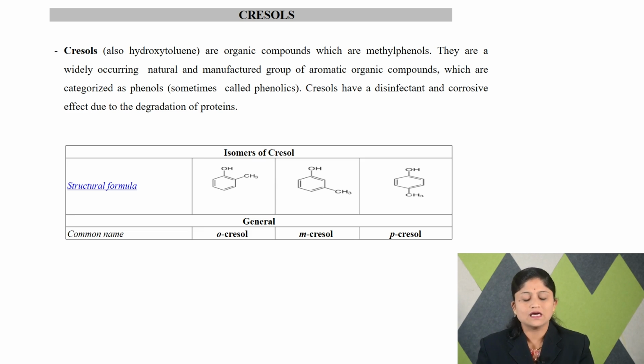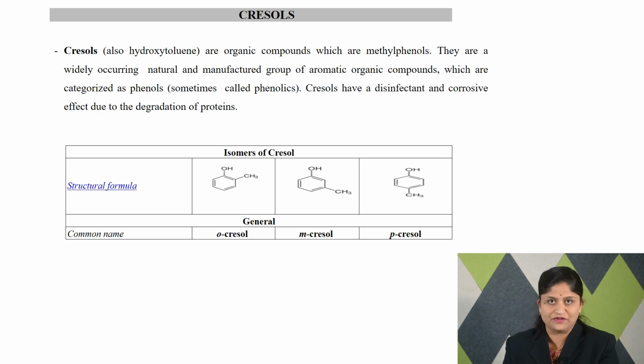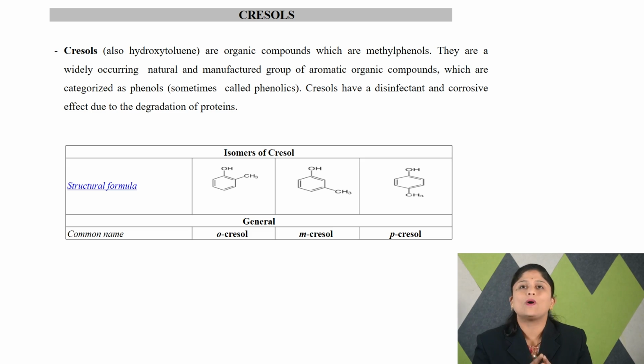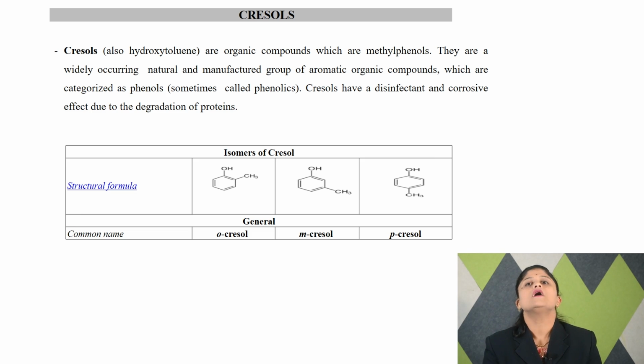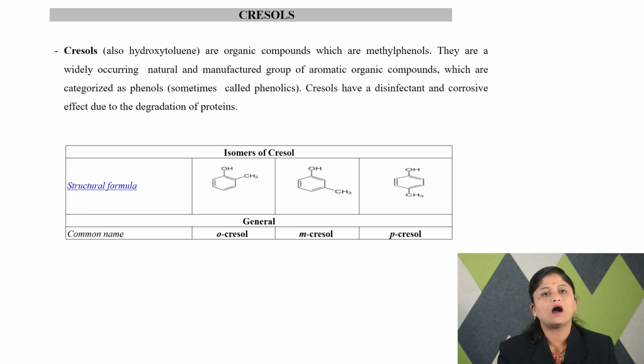What is cresol actually? Cresols are basically methyl phenol. Depending upon whether the methyl group is substituted at the ortho position, meta position or para position, we nominate the cresol molecules as orthocresol, metacresol and paracresol. These cresol compounds are widely occurring in the natural and manufactured groups of most of the organic compounds. They have their own uses and are used as a disinfectant to prevent the corrosive effect of the protein.